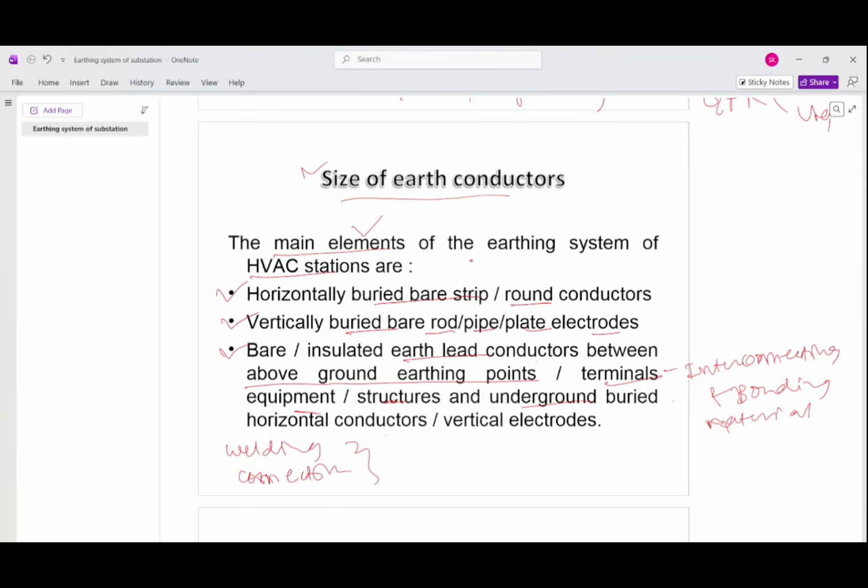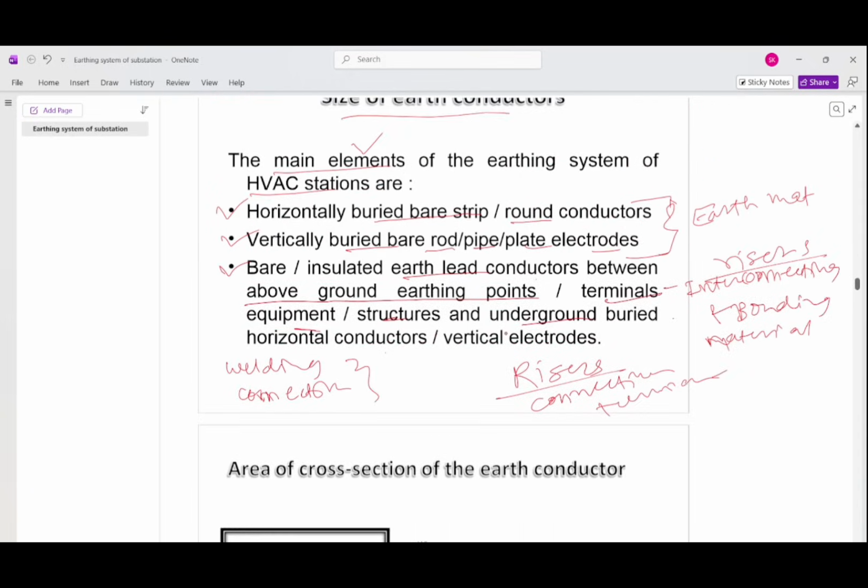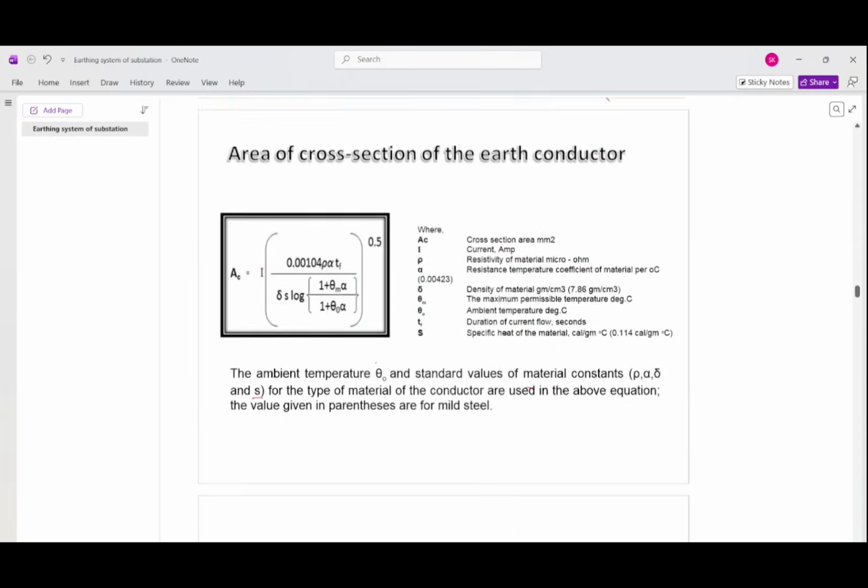The main elements we have discussed for the earthing are the bare strip conductor and round conductors, horizontal and vertical. These are the earth mat materials. These first two are the earth mat elements, and these are the risers, and connections, terminal connections, terminations. So this was a very important point, the main elements for the earthing mat.